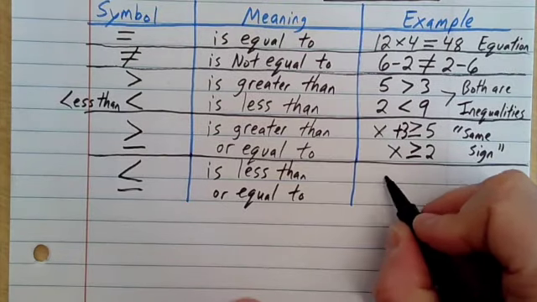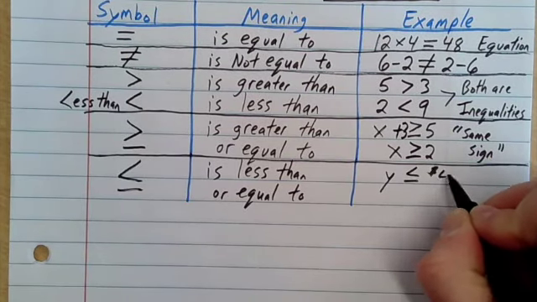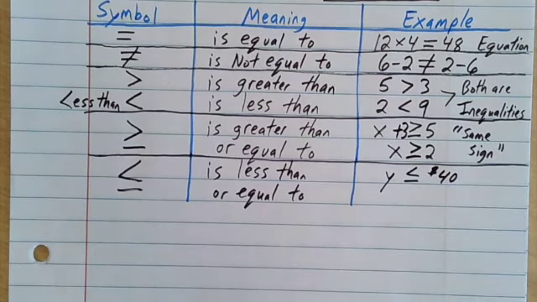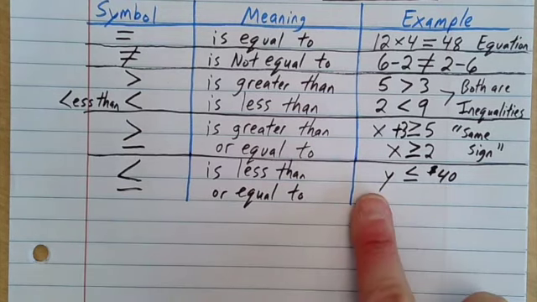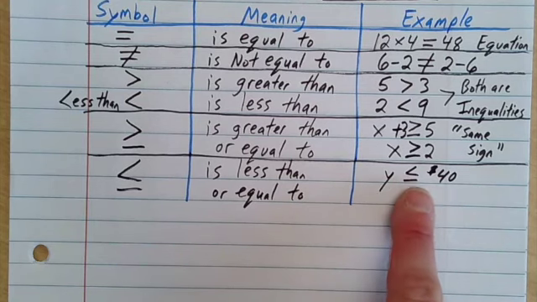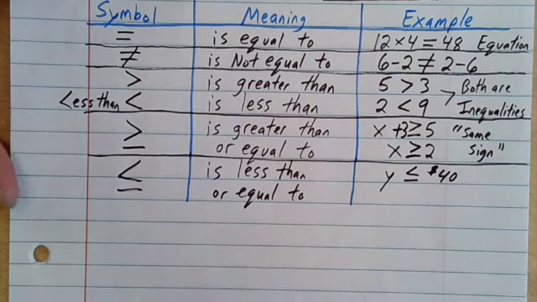So I might say y is less than or equal to $40. Where would this come into play? Maybe you have somebody say they're going to charge you $40, but they won't charge you any more than $40. You know that you're going to be paying either 40 or less than 40 is what you're going to pay. And so that's the end of our table.